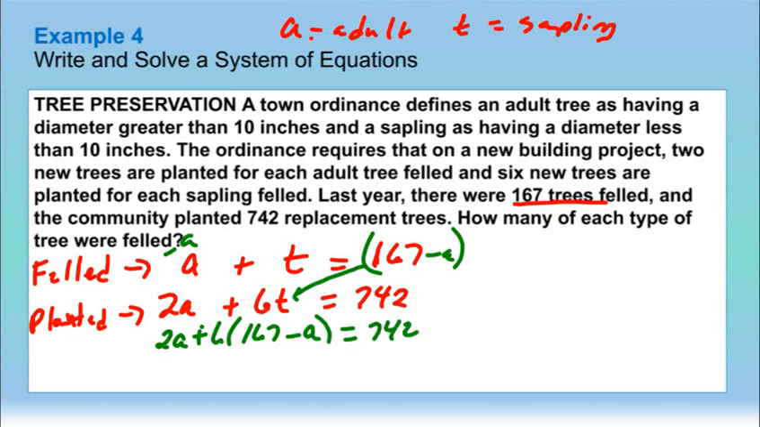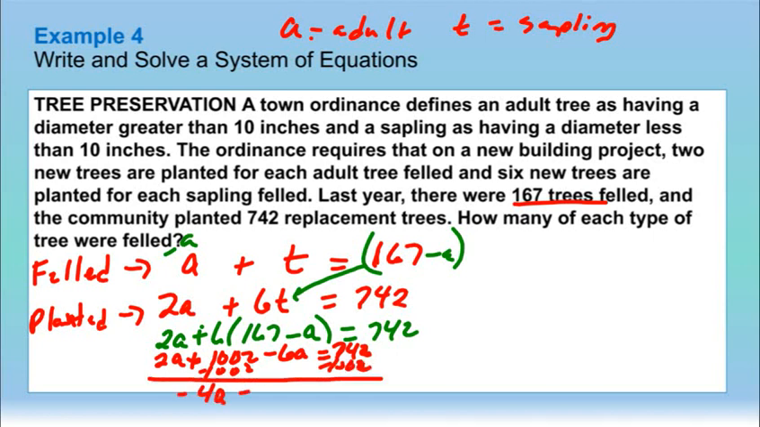So I distribute, I have 2A plus 167 times 6 gives us 1002 minus 6A equals 742. If I subtract 1002 on both sides, I have negative 4A equaling 742 minus 1002, which gives us a negative 260.